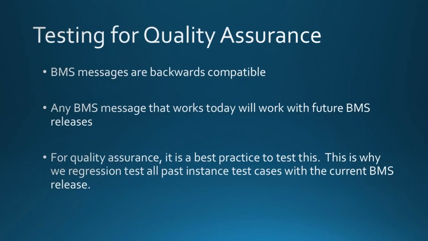Okay, so what about testing for quality assurance? CIECA will try to maintain backwards compatibility with messages. What that means is any message that was validated against last year's standards or the year before or the year before that will still be valid with the latest schemas and standards. We strive real hard to make that happen. We don't only say it, but we need to actually test to make sure that this happens. For quality assurance, it is a best practice to test this. So that's why we regression test all past instance test cases with the current BMS release.